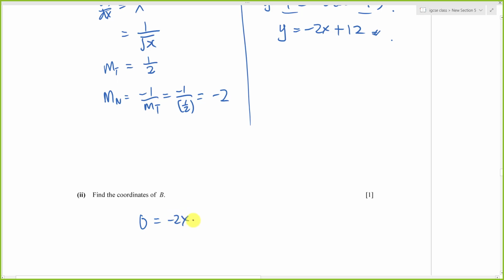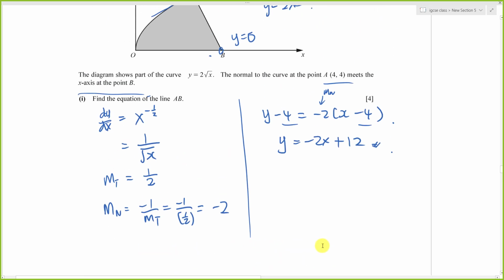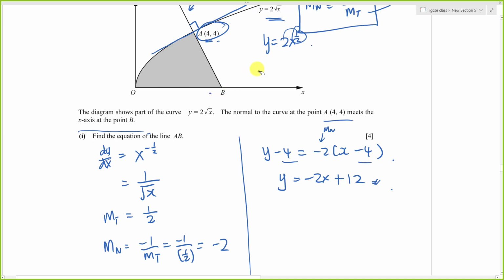0 equals negative 2x plus 12. 2x equals 12, x equals 6. So therefore my coordinate B will be (6, 0). So from here, at least I know this one will be 6, and then this one will be 4.